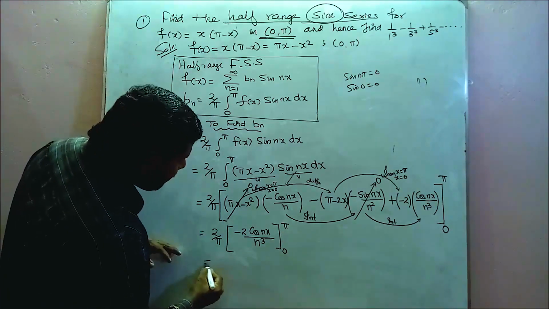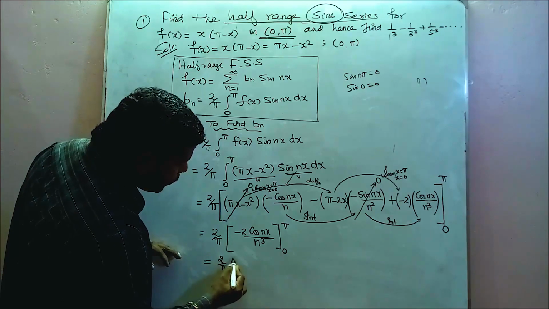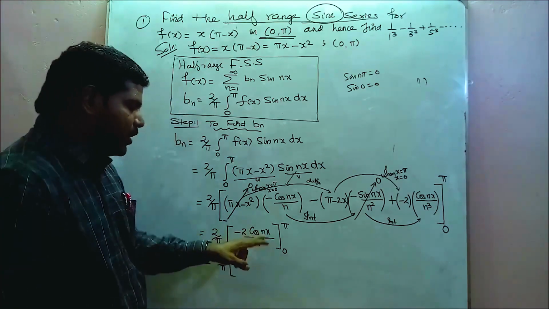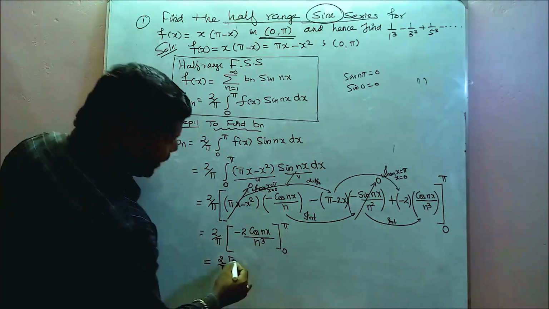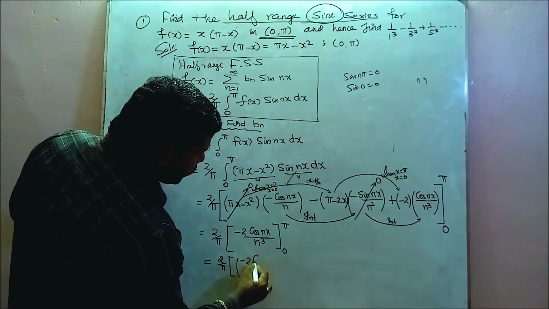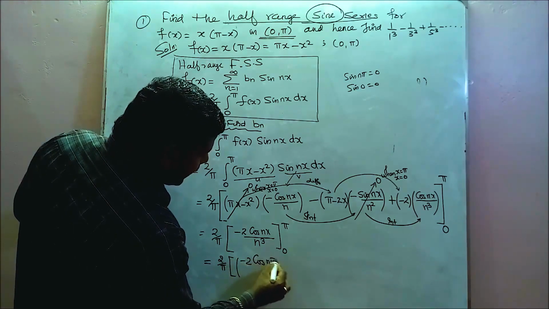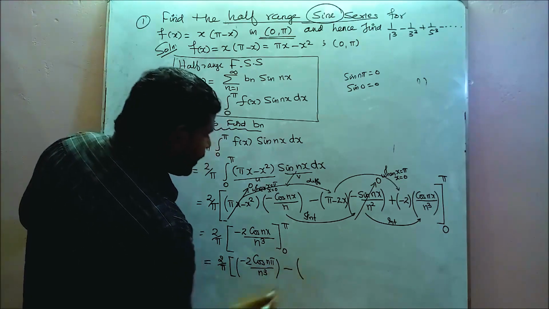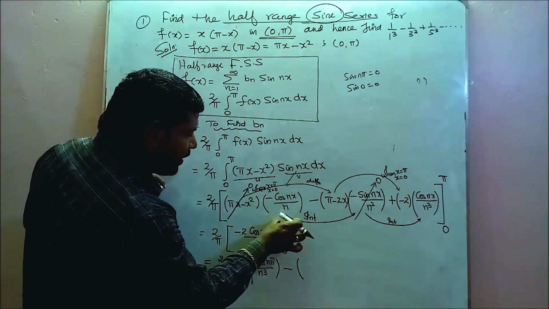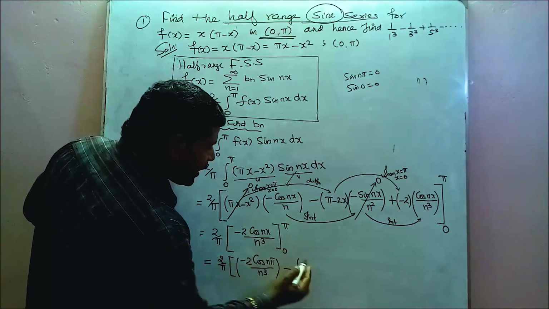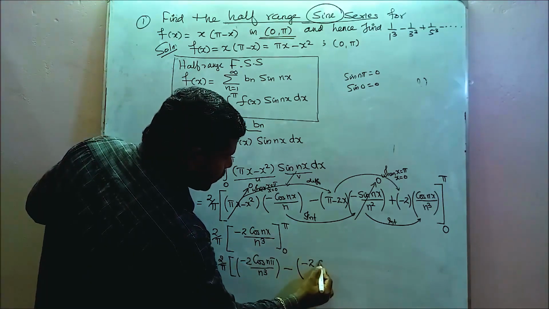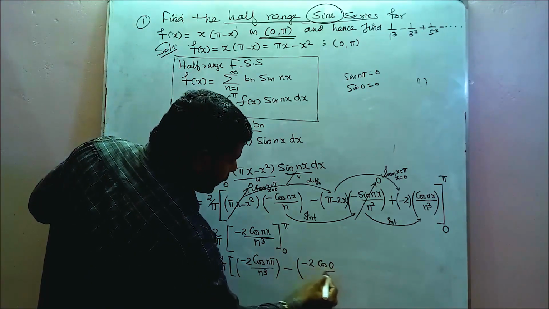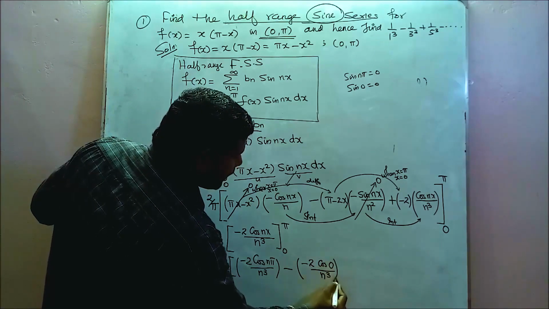இப்போ இதுக்கு limit apply பண்ணுங்க. 2 by pi into, first apply the upper limit, x இருக்கிற இடத்துல upper value போடுங்க. So bracket minus 2 cos n pi divided by n cube, minus apply the lower limit. முதல்ல x இருக்கிற இடத்துல upper value போட்டு, x இருக்கிற இடத்துல lower value minus 2 cos 0 divided by n cube அப்படின்னு வந்துரும்.